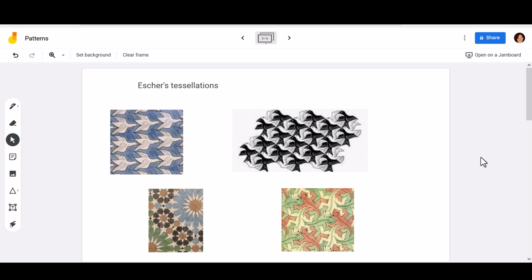This slide is just to show them the connection between art and math. These are some of M.C. Escher's tessellations. There's many, many more, just to show them how intricate it can get, and that artists can also be mathematicians, or vice versa.